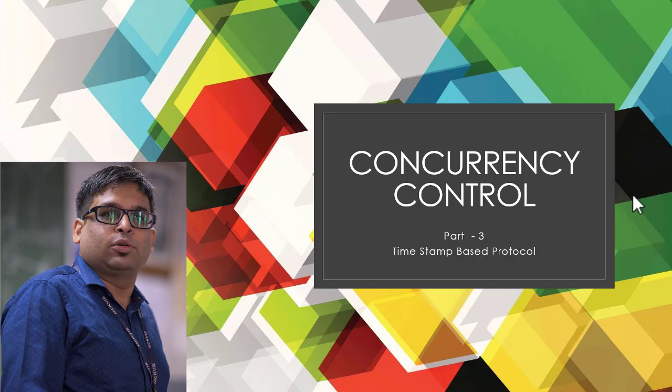So in our previous two lectures, we have learned how a lock based protocol can work for concurrency control and how they ensure the conflict serializability of the schedules. We have also learned about the 2PLs and we have seen that the 2PL may suffer from deadlock and starvation. Now in this part we are going to discuss how a timestamp based protocol can handle the concurrency control.